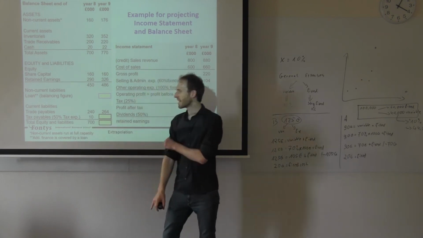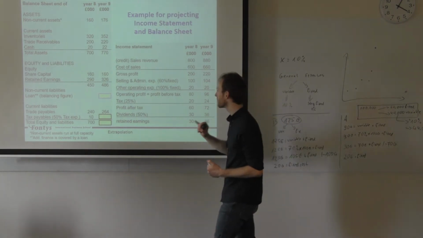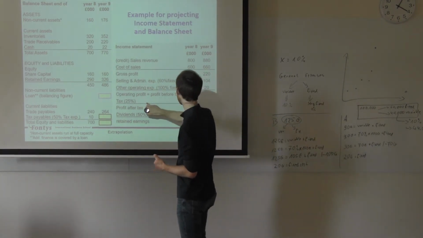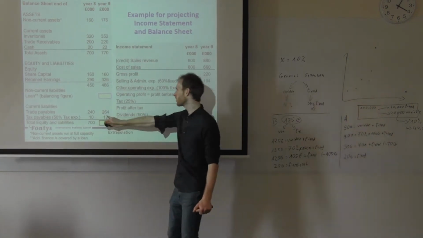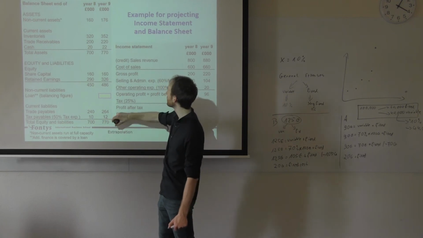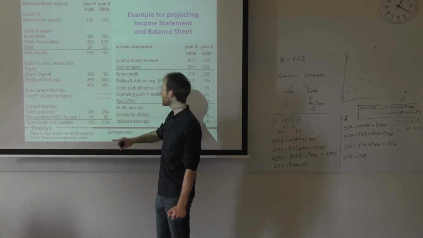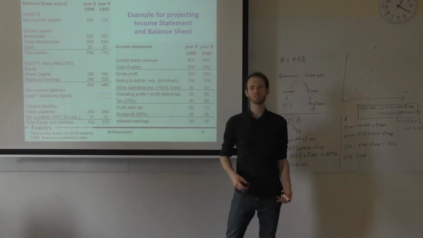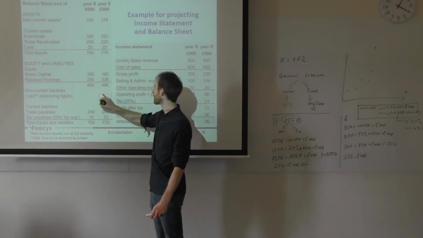And then the tax payable is basically independent of the sales and is 50% of the tax expense. Tax expense is 24, 50% of that is 12, leading to a total of 770, which is simply total equities and liabilities. So this plus this plus this. But wait, this is not true, because it doesn't balance. And that's why we need the discretionary financing here.